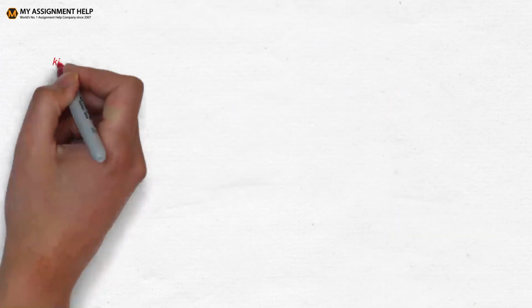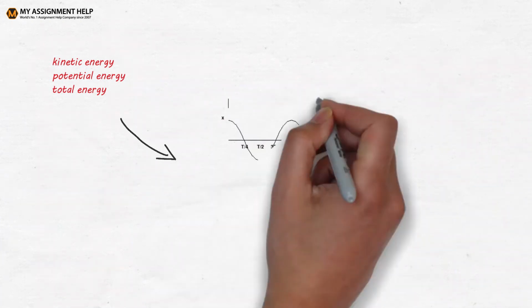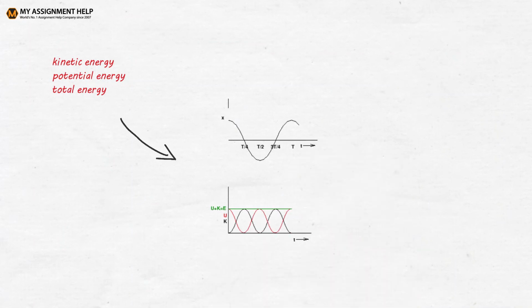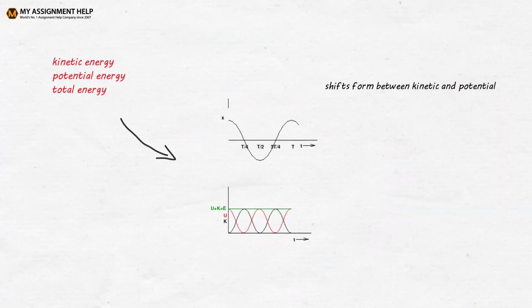If we plot the kinetic energy, potential energy, and total energy on the y-axis and the time period along the x-axis, the graph looks like this. As shown in the graph, the energy constantly shifts form between kinetic and potential. Initially, the displacement is at its maximum value and the velocity is zero, so all the energy is in the potential state.